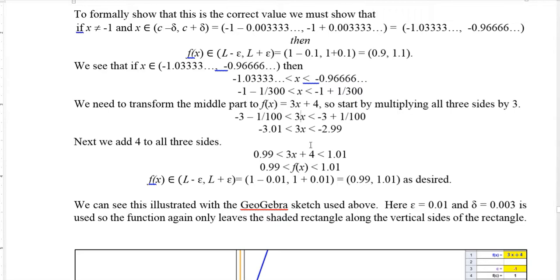To get 3x in the middle. Here it is in fraction, or decimals here. And then add 4, and we get here. But that 3x plus 4 is f of x. And so we've got f of x between 0.99 and 1.01, which is what we want there.